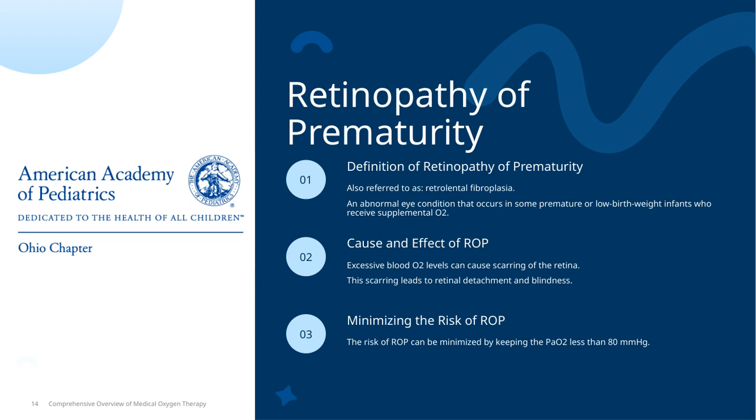So, how do we minimize the risk of ROP? One important strategy is to carefully control the oxygen levels. The goal is to keep the partial pressure of oxygen, or PaO2, below 80 millimeters of mercury. By doing this, we reduce the likelihood of excessive oxygen exposure that can harm the developing retina.